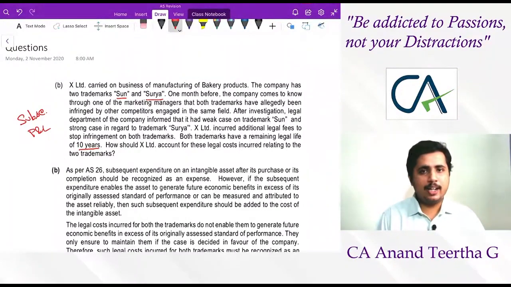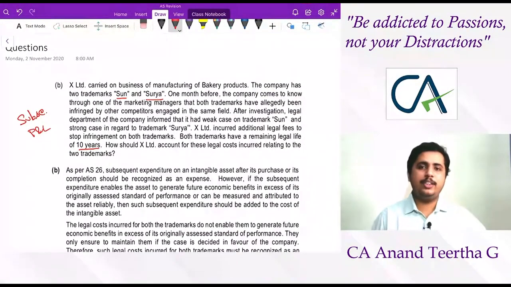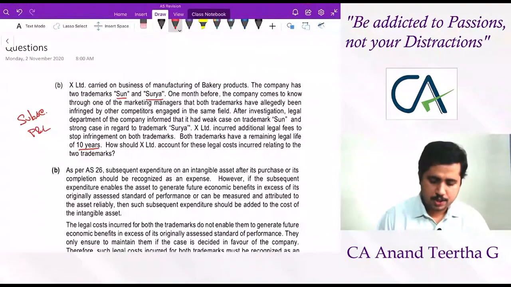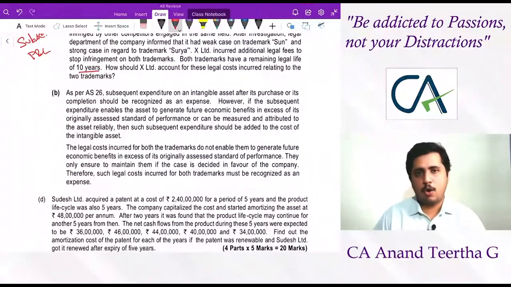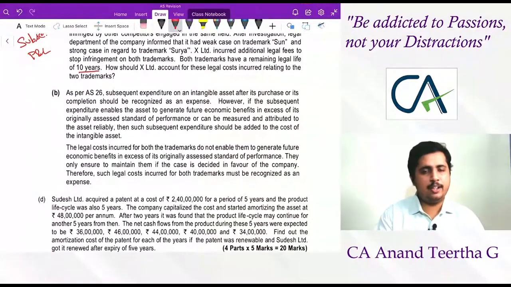Because you are incurring legal costs, you are not getting any extra benefit. Because you are incurring legal costs, you are maintaining the benefit. Otherwise, you will lose that also. So therefore, these costs are of P&L nature, not of capitalization nature. So that is what is covered in the answer also. If you read the answer, it will mention the same thing. I have shared it with you. So look into the answer later.